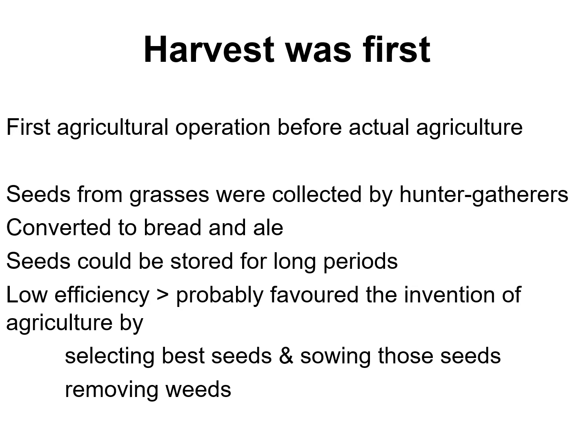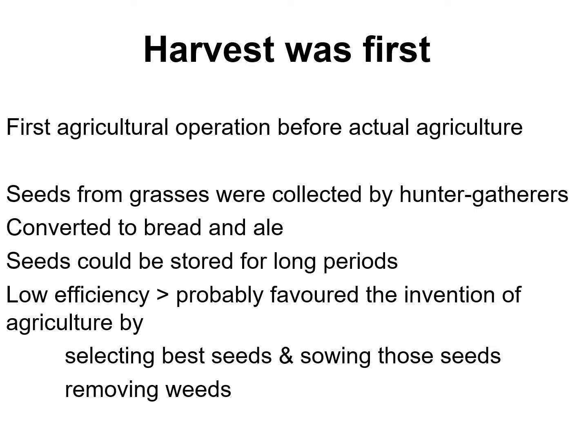Harvest is probably the first operation related to agriculture that was invented. Probably around 3,000–4,000 years before the actual agriculture was invented, humans that were at that point hunter-gatherers were collecting seeds from different grasses, and they used those seeds to produce bread and ale. They also found out that seeds could be stored for long periods as compared to meat obtained by hunting.